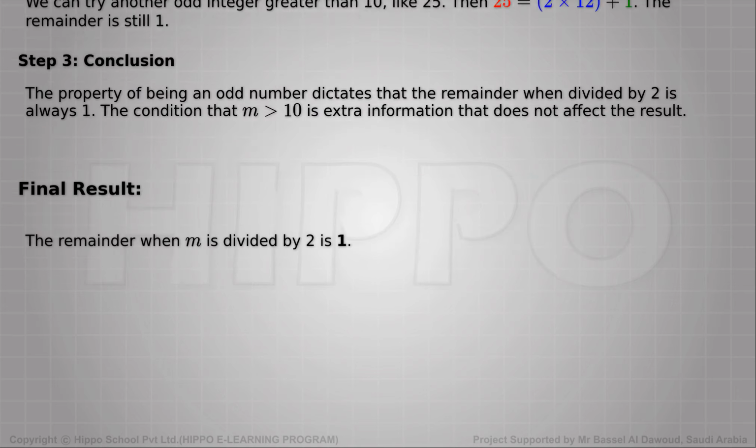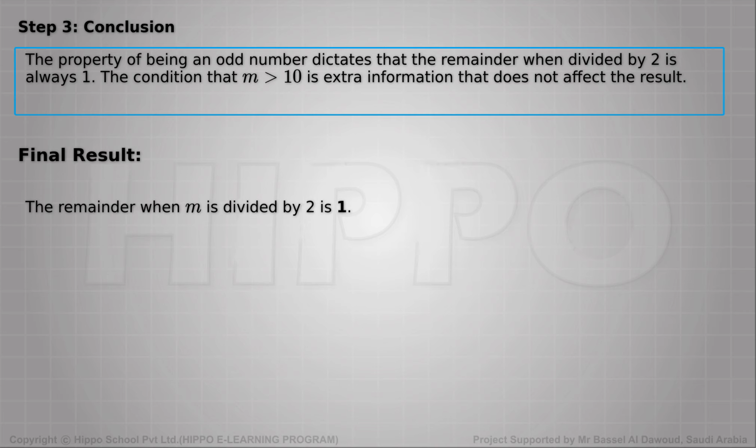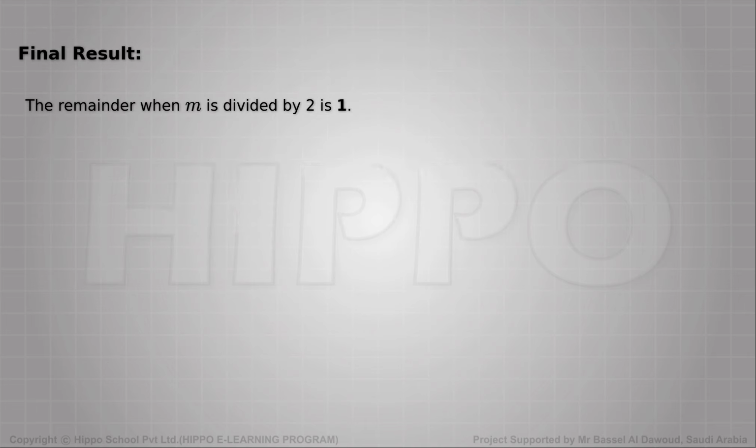So let's bring it all together for our conclusion. We've seen from the definition, from the algebra, and from our examples that any odd number, when divided by 2, will always have a remainder of 1. The part of the question that says m is greater than 10 is what we call extra information. It's there to see if you get distracted, but it doesn't change the fundamental mathematical property of what it means to be an odd number. And so, we arrive at our final answer. The remainder when m is divided by 2 is, and will always be, 1.